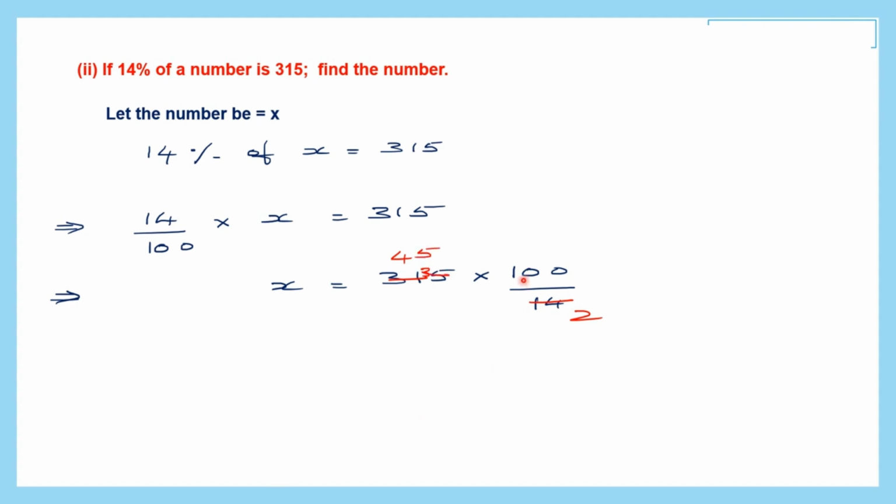I can cancel 100 and 2. 2 1s are 2, and 2 into 50 is 100. Now I have to multiply 45 into 50. So 45 into 5 is 225. Into 50 we have to add one more zero. So we have found the value of x, and that is 2250.